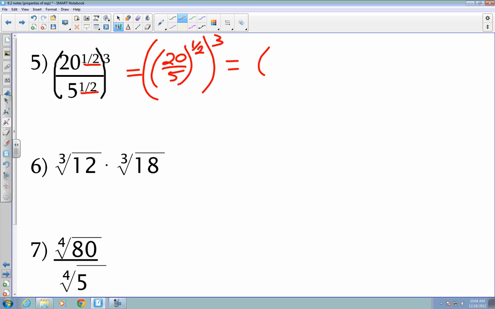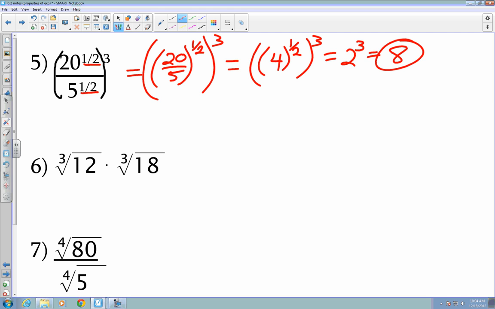So that means 20 divided by 5 is 4 to the 1/2. Still to the 3rd. Well, what is 4 to the 1/2? 2, because the square root of 4 is 2. So that's 2 to the 3rd power. 8.